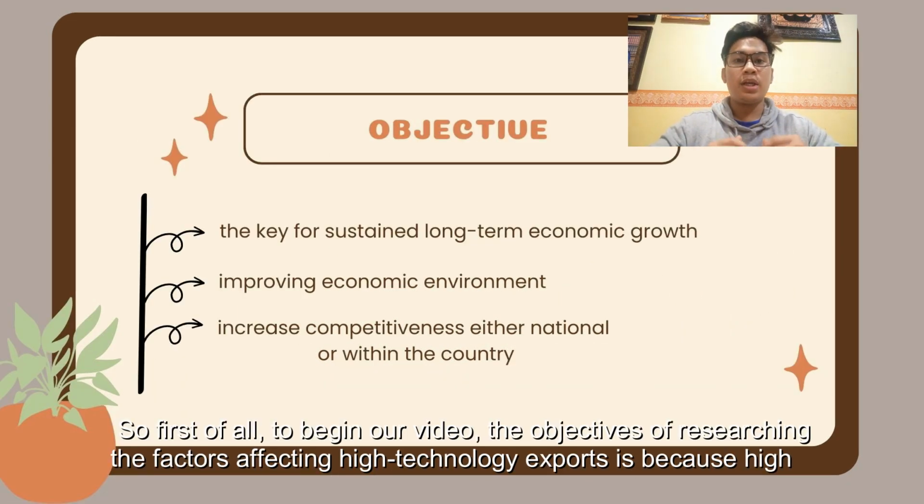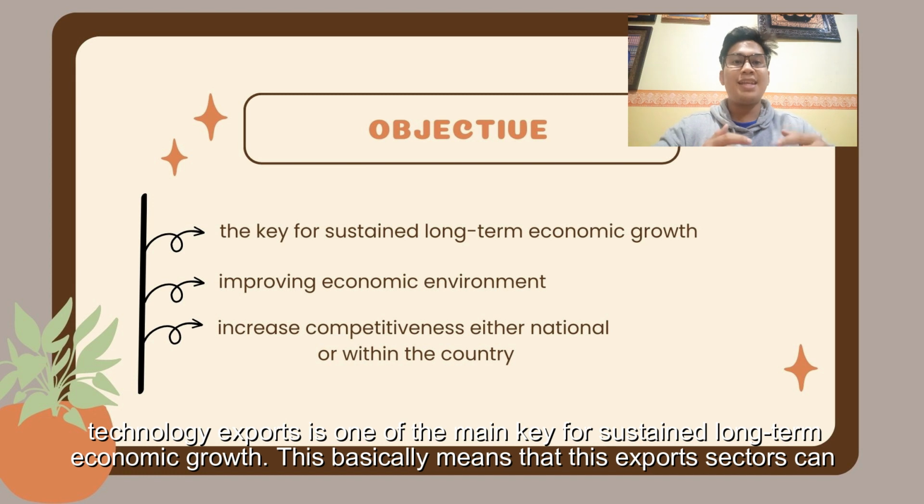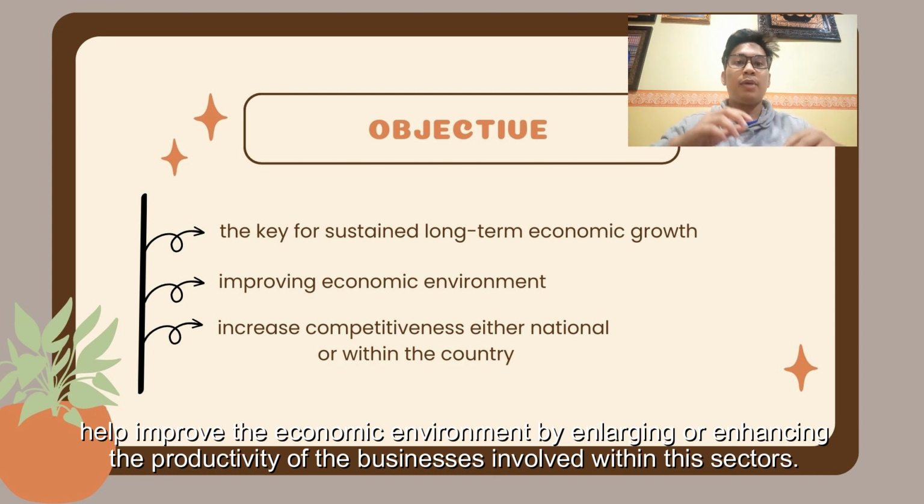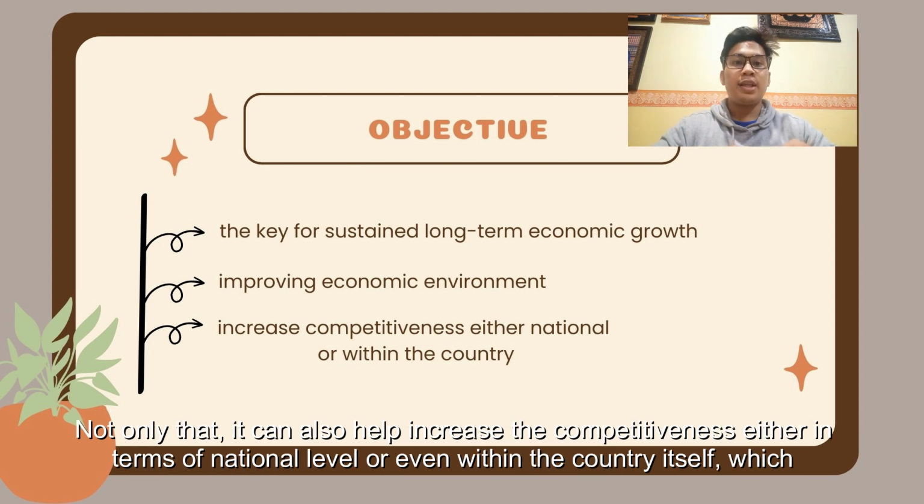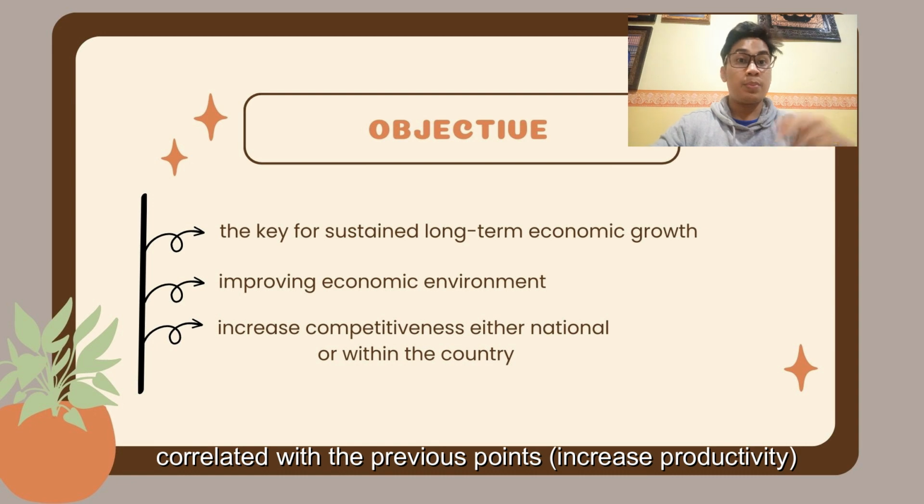So first of all, to begin our video, the objectives of researching these factors affecting high technology export is because high technology export is one of the main keys for sustained long-term economic growth. This basically means that these export sectors can help improve the economic environment by enhancing the productivity of the businesses involved within these sectors. Not only that, it can also help increase the competitiveness either at the national level or even within the country itself, which correlates with the previous point, which is increased productivity.